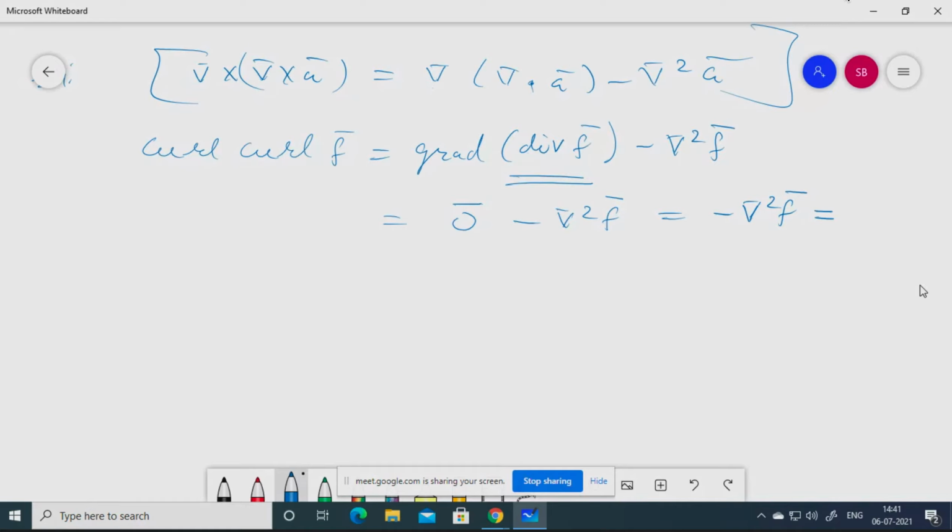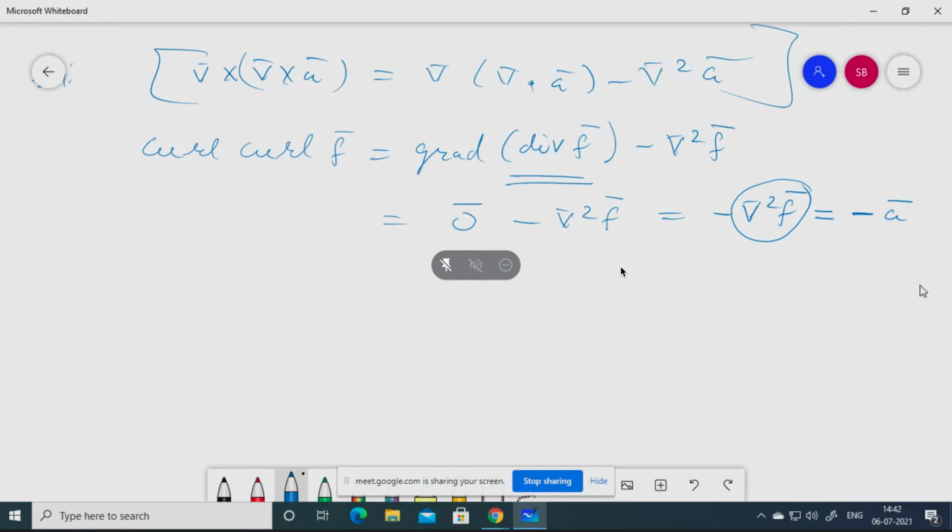Dou square f bar by dou x square plus dou square f bar by dou y square plus dou square f bar by dou z square, if you remember. Is it or not? Yes, ma'am. So i, j, k will be there. So it's a vector only. So this whole thing I am taking as a vector, suppose minus of a bar. A bar I have written as del square f bar.